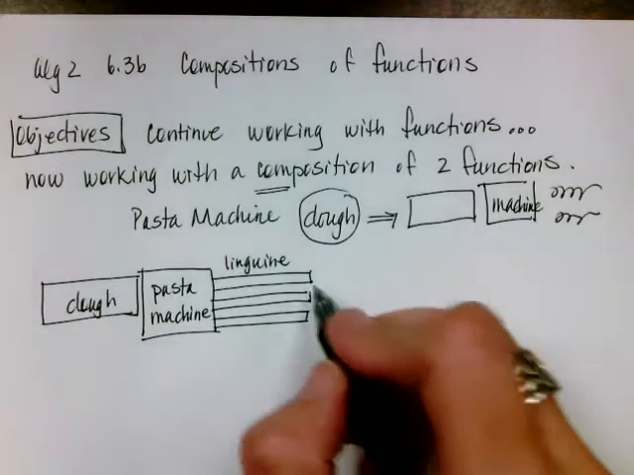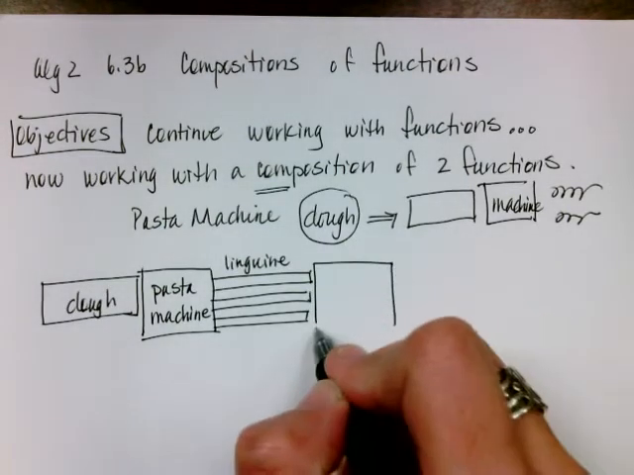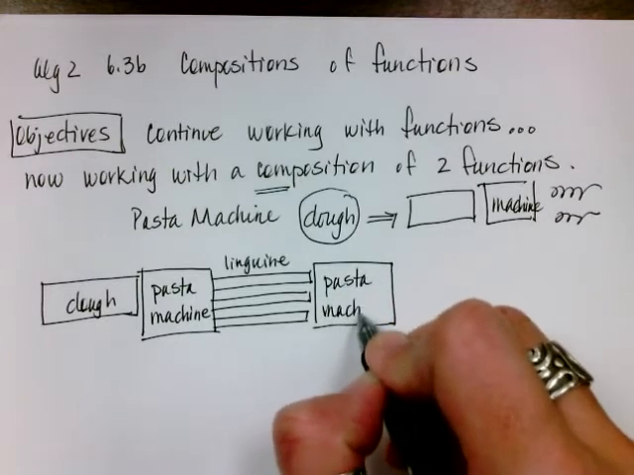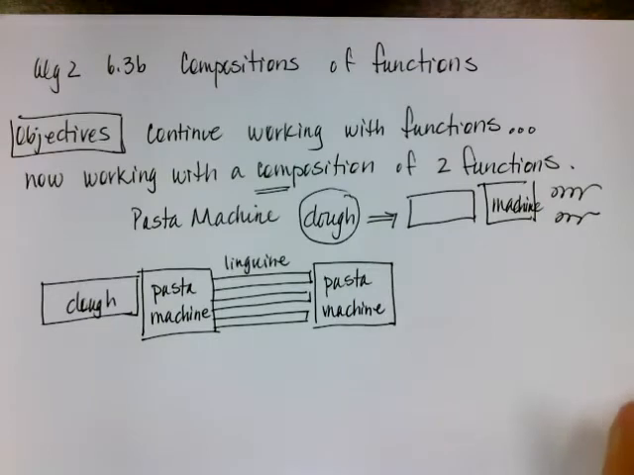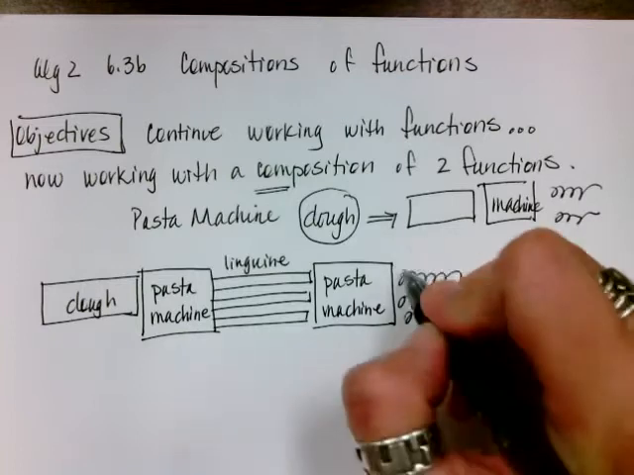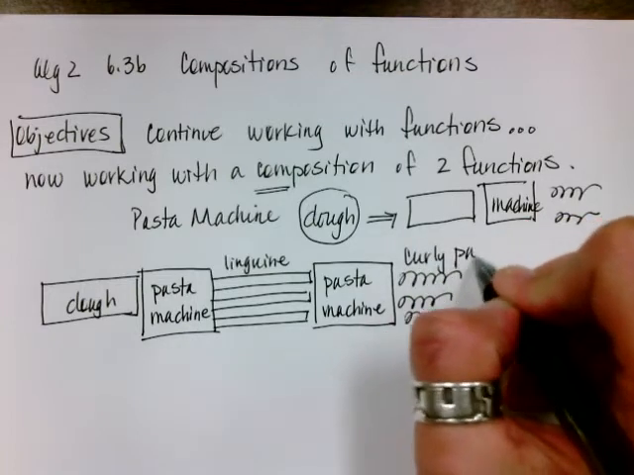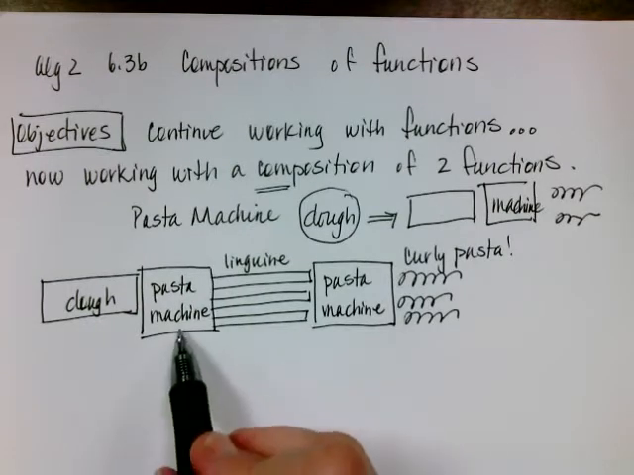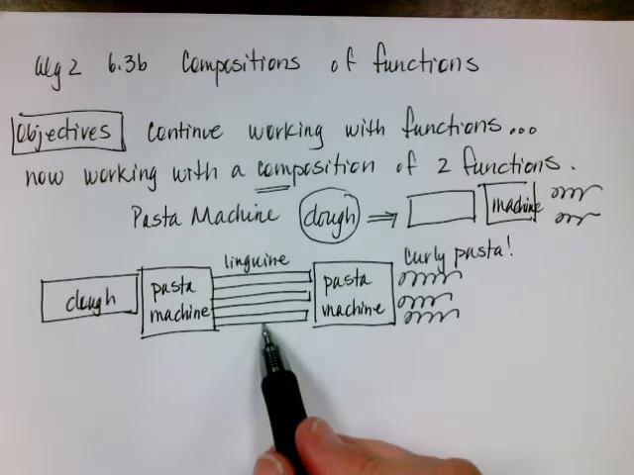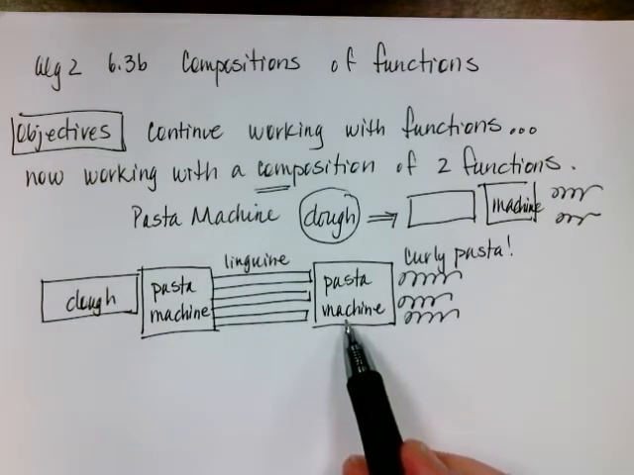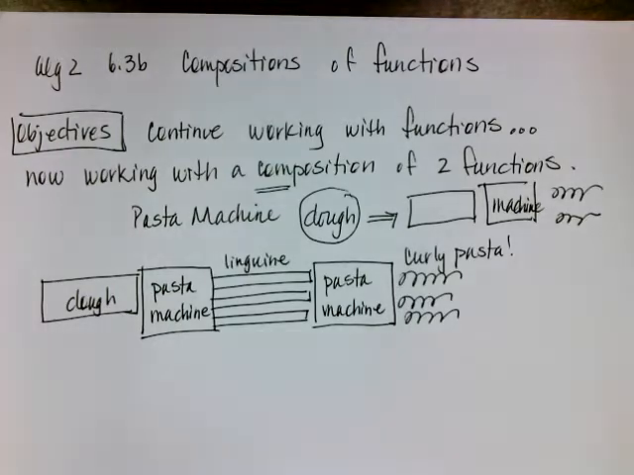Well, then I decided I'm a fickle female and I'm going to change my mind, and I'm going to run it back through the machine again. And I'm going to put in a different blade, and now on the other side I'm going to get curly pasta. Okay, so that's kind of cool. So I put in some flat dough, ran it through the machine with a certain set of blades, and I get linguine. Take that linguine, run it back through the machine with different blades in it, and now I get curly pasta. It doesn't really work that way, but kind of that way.